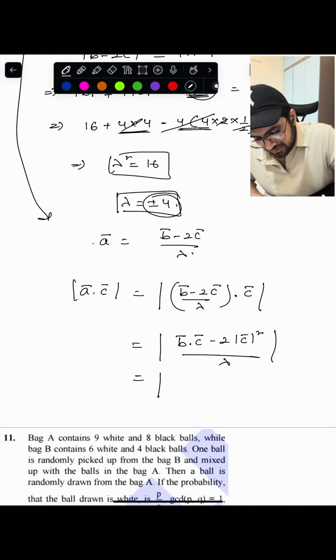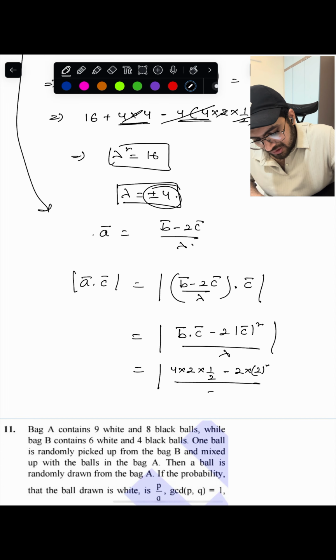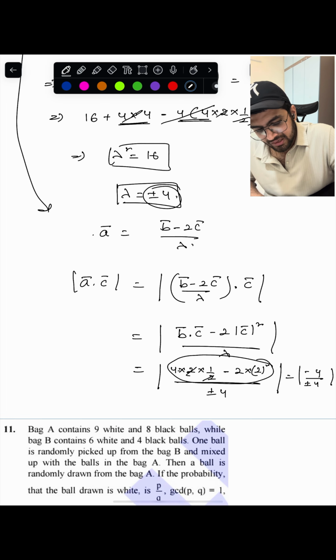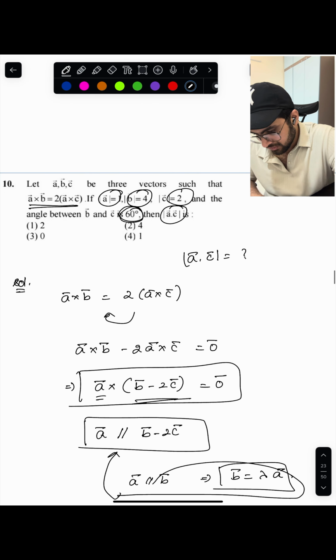B bar dot C bar is magnitude of B bar, magnitude of C bar is 2. Angle between them is 60 degrees. Cos 60 means 1 by 2, minus 2 into 2 square whole by plus or minus 4 we can take. So 4 minus 8 you are getting. So numerator you are having minus 4 by plus or minus 4. Anyways we are taking the modulus, so it is 1. So the answer must be 1. See how easy is the question. So answer is 1, fourth option, right?